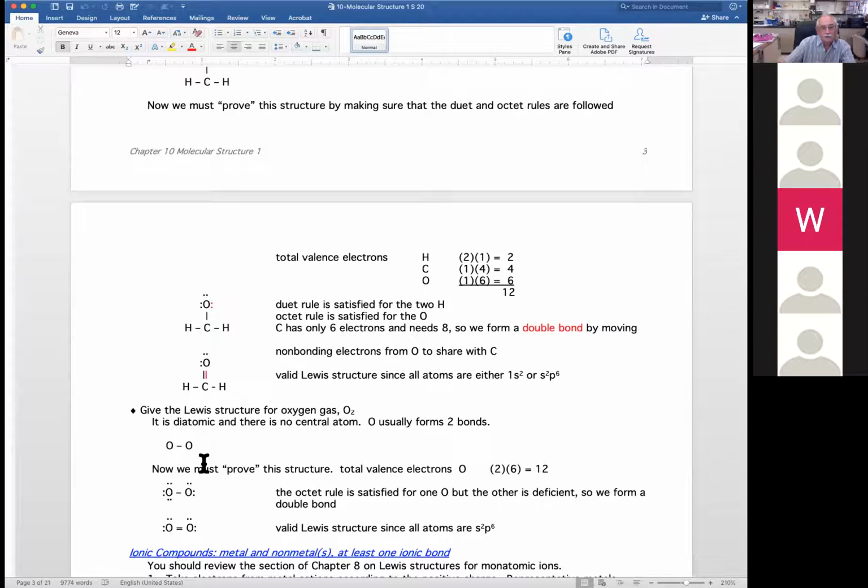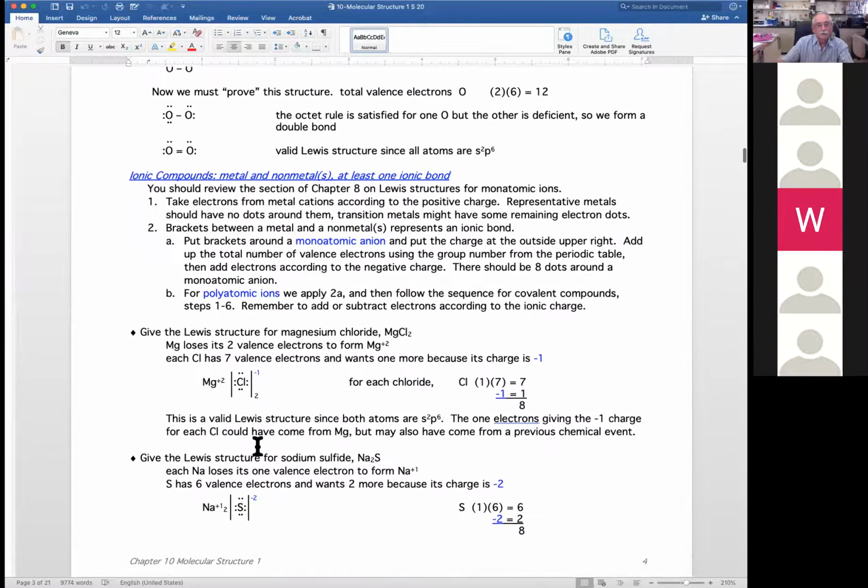So in formaldehyde now, the hydrogen is happy because it's got 2, and that is called the duet rule. And it's happy because carbon went from 1s1 to 1s2, like helium. So it's claiming to have 2 electrons of its own. Oxygen has 8, so does carbon. Okay.